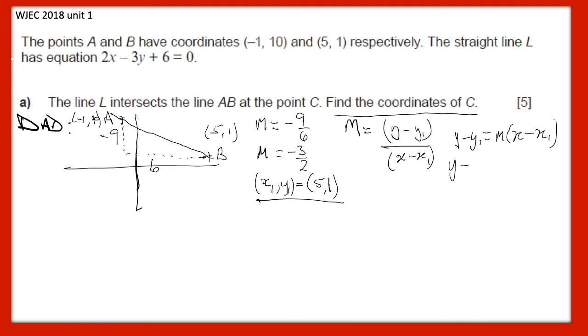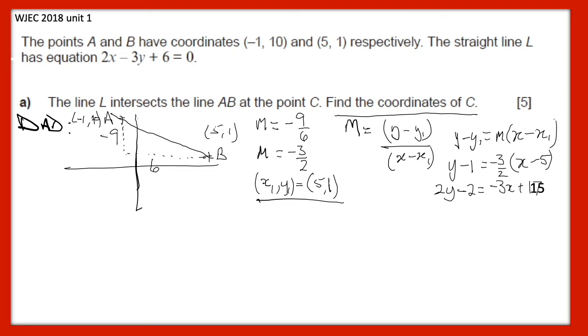y minus 1 is equal to minus 3 over 2 bracket x minus 5. And I don't like the 2 on the bottom, so I'm going to multiply through by it. So 2y minus 2, and at the same time I'm going to expand the bracket, minus 3x, taking a little bit of care not to make a stupid error with the sign, because that's one of the most common mistakes. And I'm going to choose to write that one as 3x plus 2y equals 17.